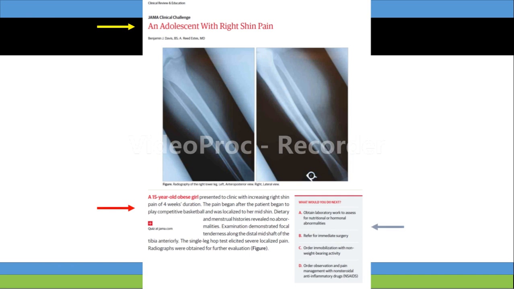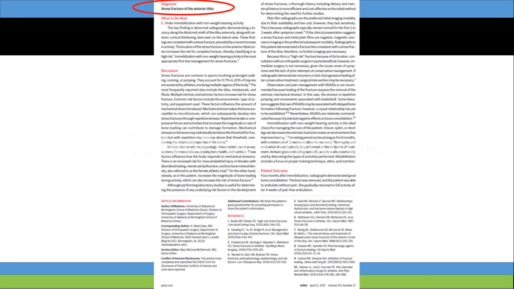So they tell you that the best option, the most likely diagnosis, is actually a stress fracture of the anterior tibia, and you need to do all those things, and then it is described in detail. Now this is what I was telling you in the beginning. This is what we call real world evidence.